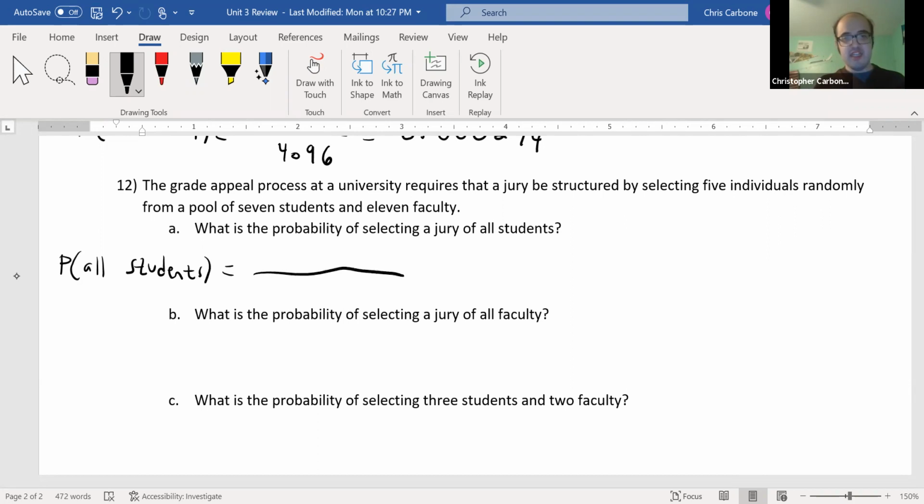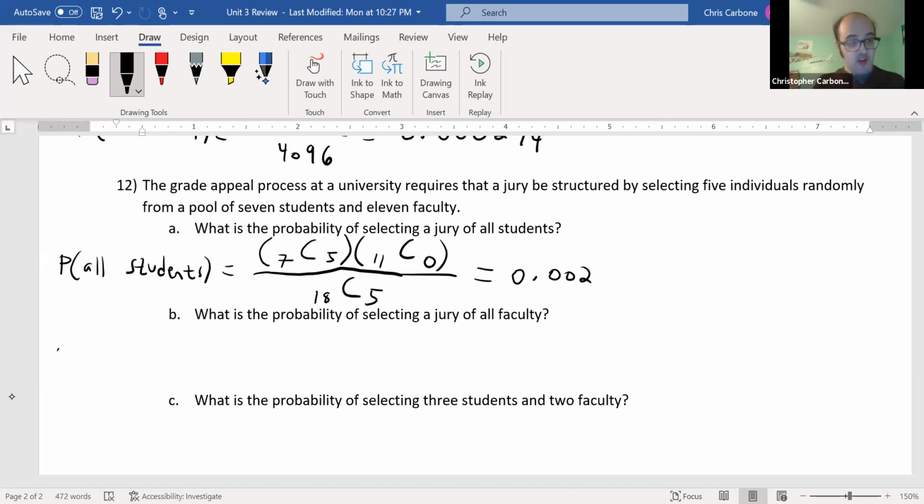So just as we did in class, we have a total of 7 students to choose from. We want to choose 5 of them. We have a total of 11 faculty to choose from. We want none of them. We have a total of 18 individuals to choose from, and we want 5 of those individuals. If you put this into a calculator, being mindful of the multiplication and division, this is about 0.002. Again, this should be the smallest number that we have.